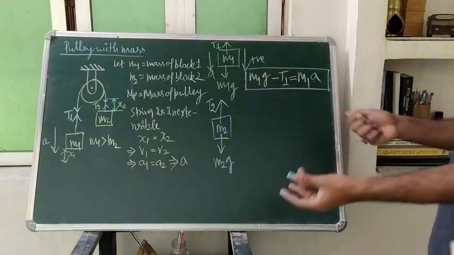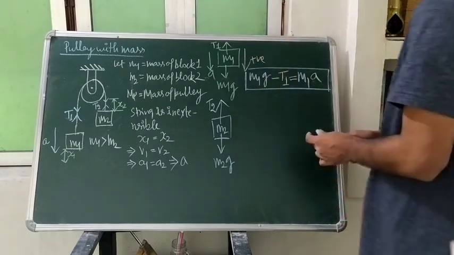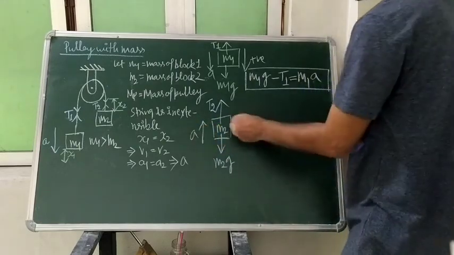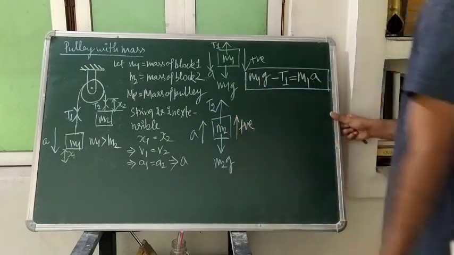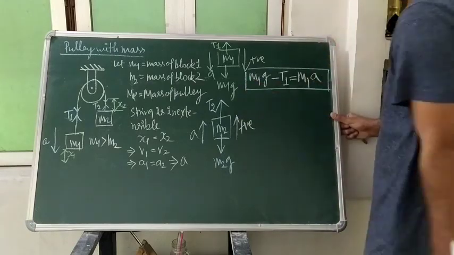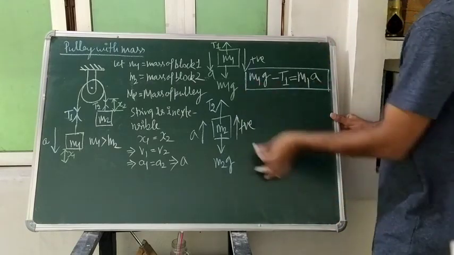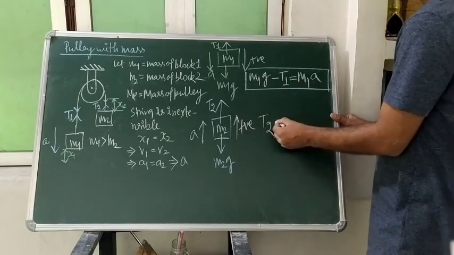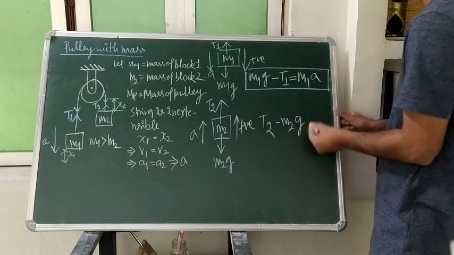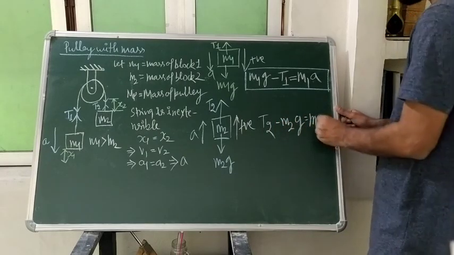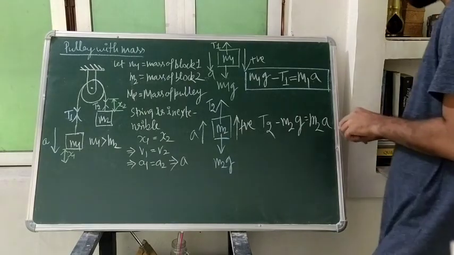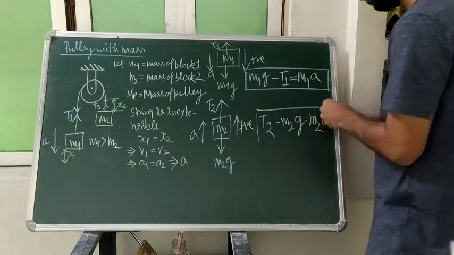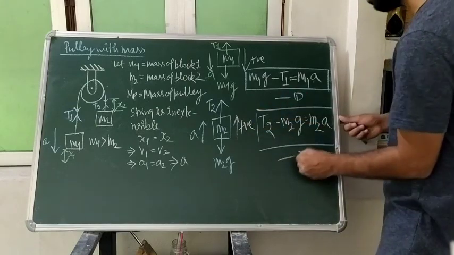Why are the tensions different? Because we are assuming the mass. Now m2 is accelerating upside, so we take upside as positive. Any side you can choose, the answer is going to be correct. So T2 minus m2g will be mass times acceleration. Acceleration is the same. This is equation number 2, and the earlier one is equation number 1.